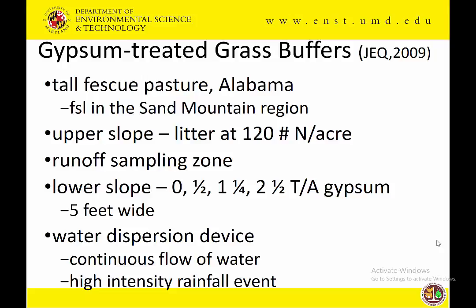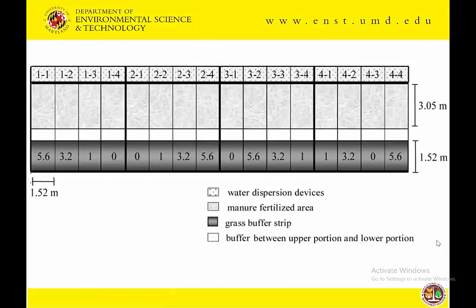The slide I'm going to show you is in metric units, but the English units are 0.5, 1.25, and 2.5 tons of gypsum per acre. And instead of a rainfall simulator, they had a water dispersion apparatus that a colleague had designed, and it allowed continuous flow of water over these slopes. And again, they mimicked a high-intensity rainfall event. So here's what their system looked like.